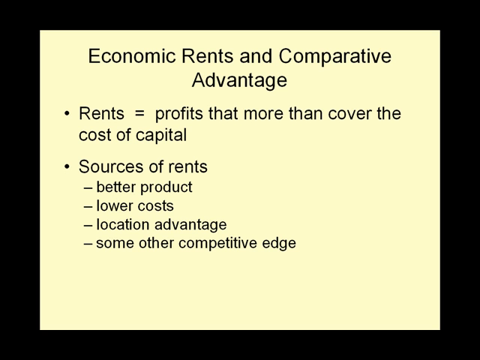The third source of rents or positive NPV is a location advantage. So it might be that your firm is located in Chicago, and Chicago has an advantage over other locations in terms of efficiency of distribution. Some of these sources of rent are liable to persist over time and allow you to continue to make positive returns on your investment.